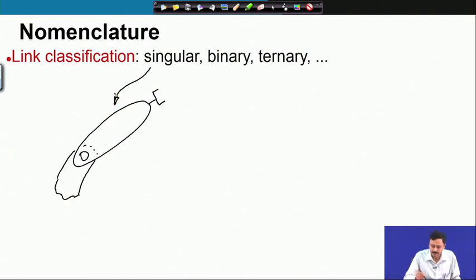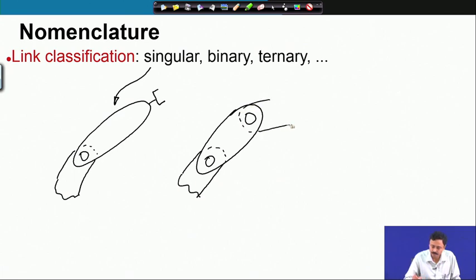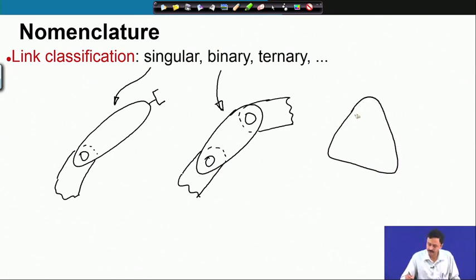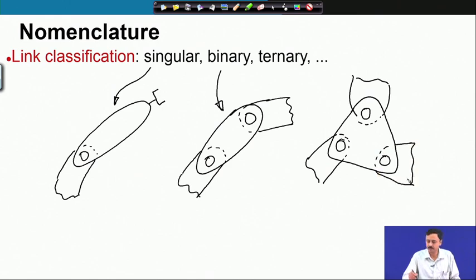A binary link by extension is a link with two connections. This is a binary link. There are two connection points, and hence by extension we can have ternary links, quaternary links, etc. This is a ternary link where there are three connections, and so on.